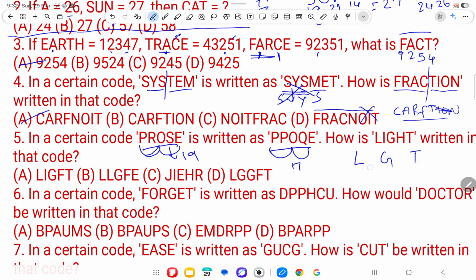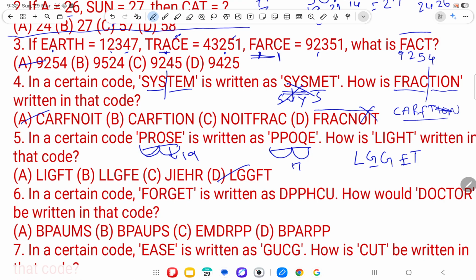So in LIGHT, the alternate three letters must be same, and minus 2 for the others. I is actually ninth letter, minus 2 is G, and H actually 8th letter, so minus 2 is F. So LGGFT is our answer. So fourth option.